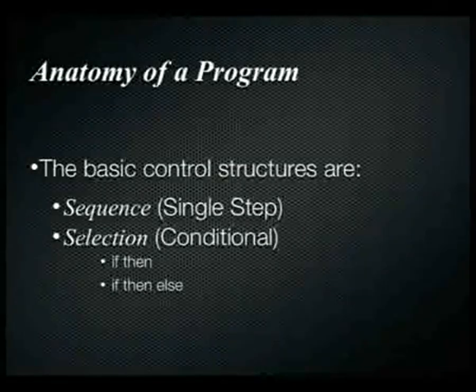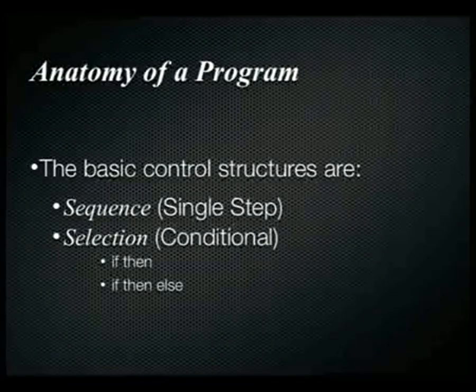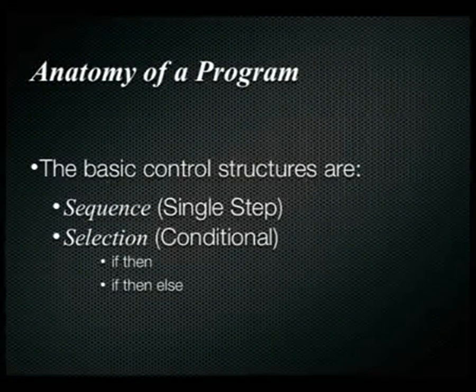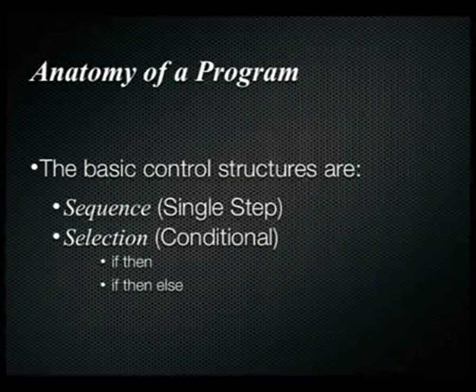So the basic control structures are sequence. This is our single step where we simply go through the various steps one by one by one. So when you do a recipe for a cake, you simply go through step 1, then step 2, then step 3, then step 4, then step 5, then step 6. There's very rarely any change of flow in a recipe, so it's very sequential, one step after the other.